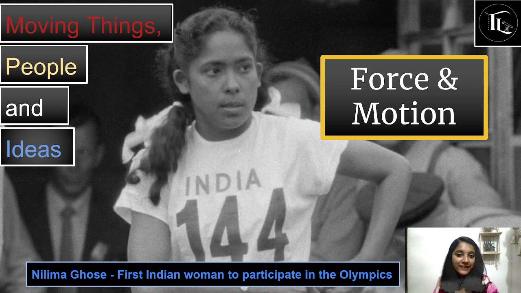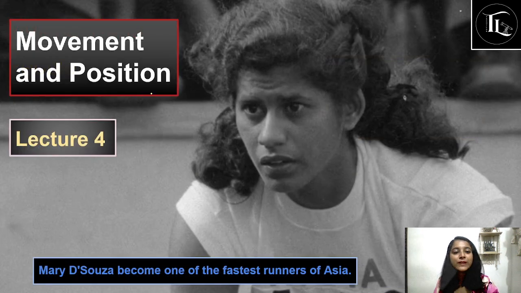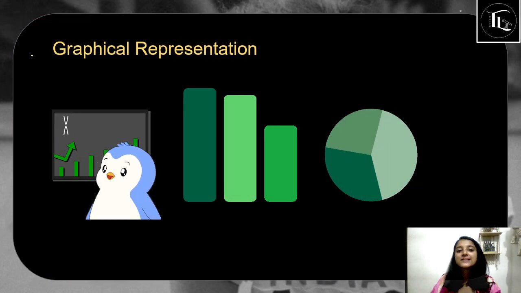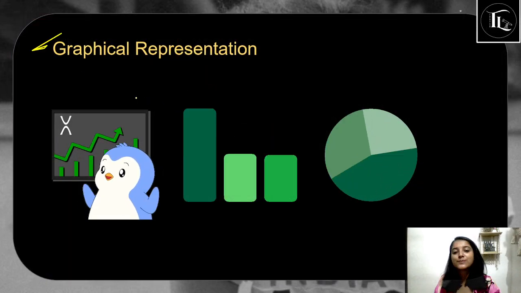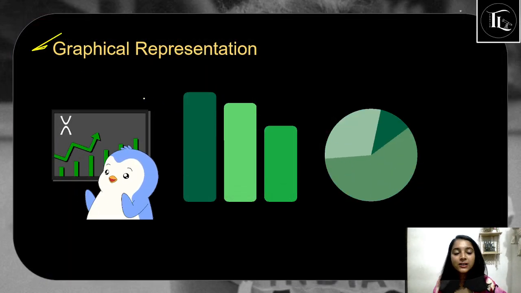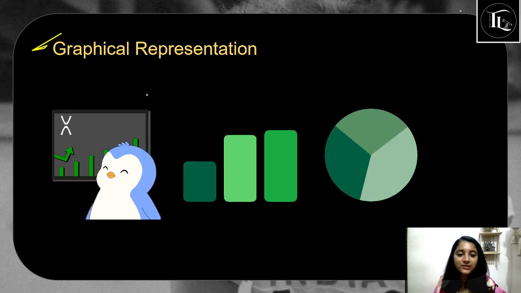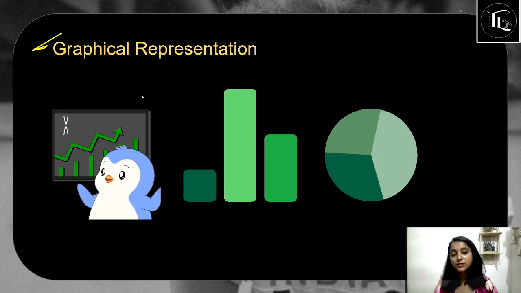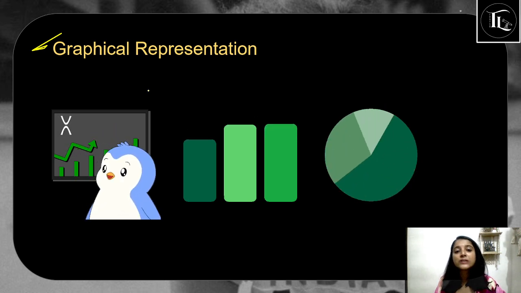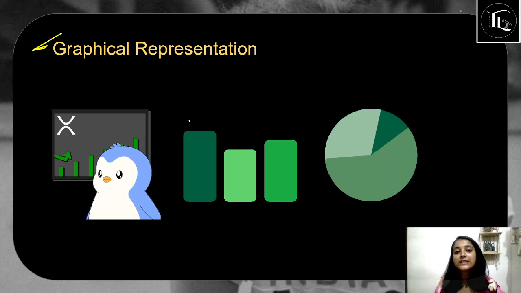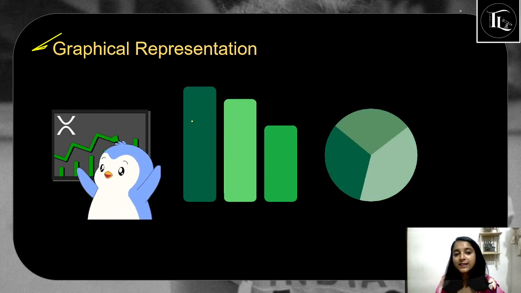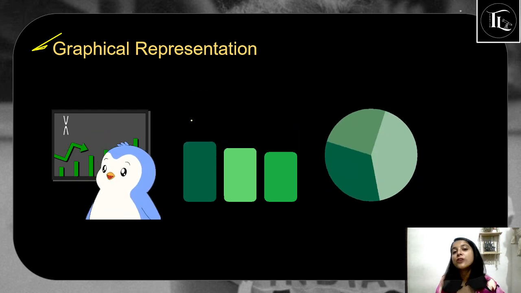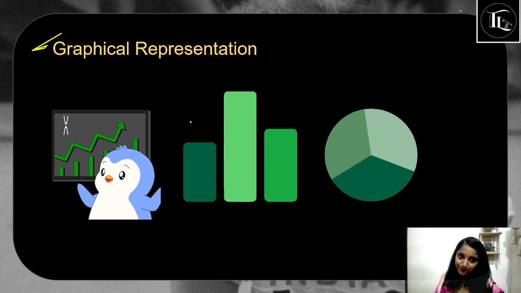We are doing force and motion, and in that we are doing movement and position. This is lecture number 4. Today we are going to discuss graphs. Yes, graphs play a very important role in your exams and you will find graphs almost in every chapter. So today we are going to discuss graphs in general, but tomorrow in the next class we will be discussing the graphical representation of motion particularly, right?